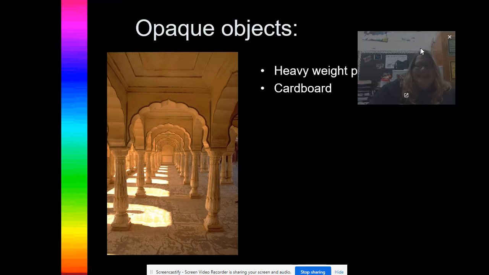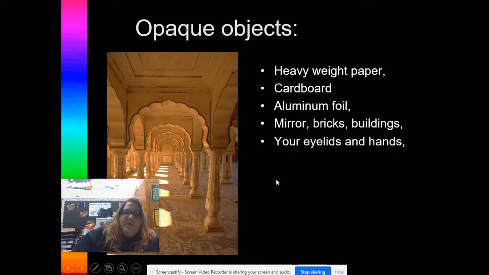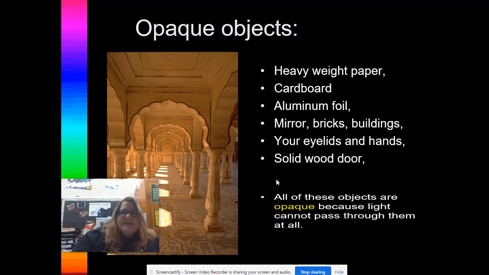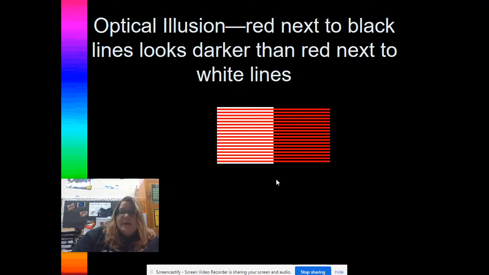Heavyweight paper, cardboard, aluminum foil, mirrors, bricks, buildings, your eyelids. You can't see through your eyelids, your hands. Solid wood door, they're opaque. Light can't pass through them. They cast a dark shadow. Okay, I'm going to pause it here and then we'll do some optical illusions.